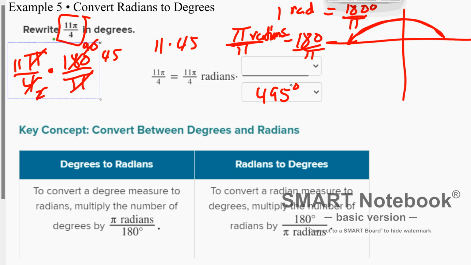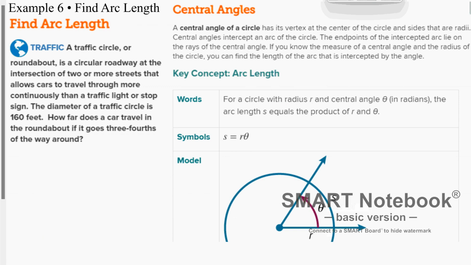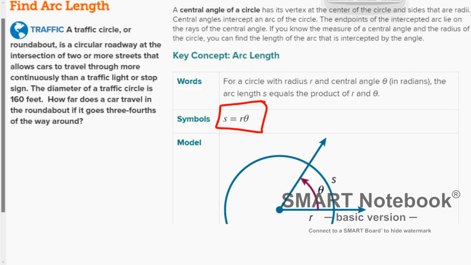So from radians to degrees, we multiply by 180 over pi. And then from degrees to radians, we multiply by pi radians over 180. Okay, last one, finding arc length. So here's my equation for arc length, which I kind of already talked about a little bit in this video. The diameter of a traffic circle is 160 feet. How far does the car travel in a roundabout if it goes 3/4 of the way around?